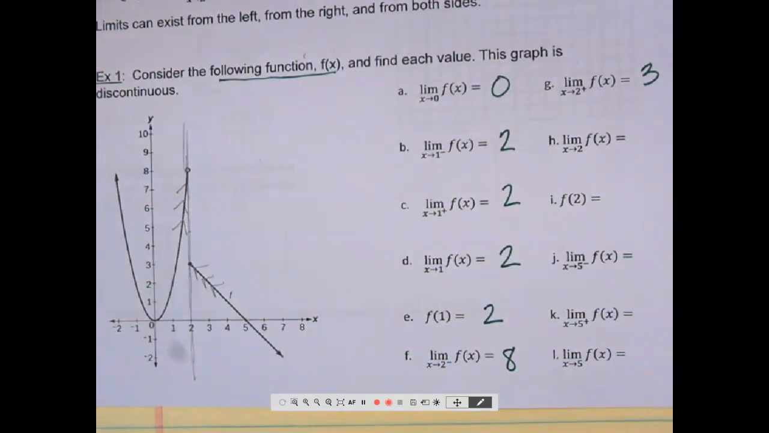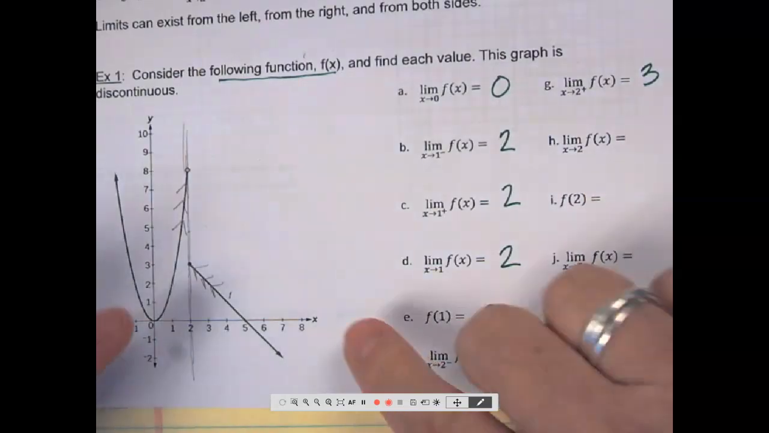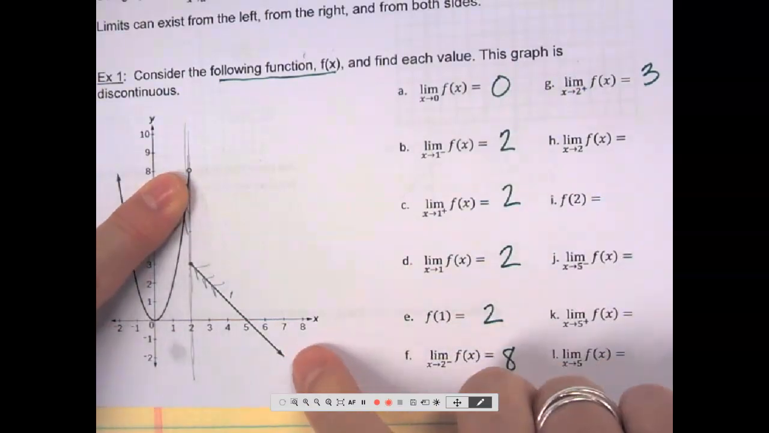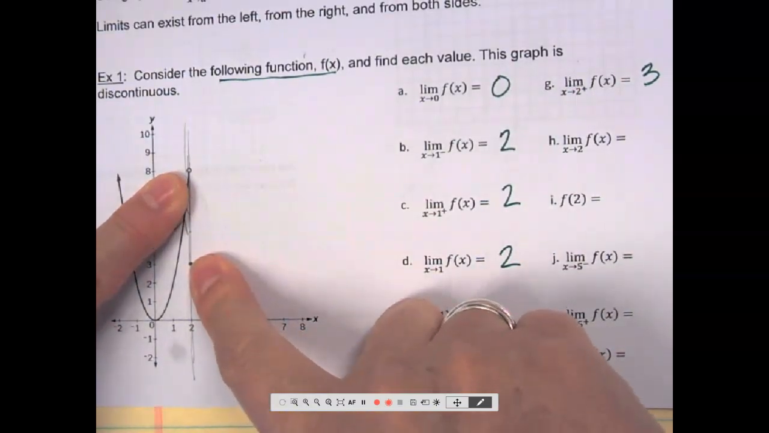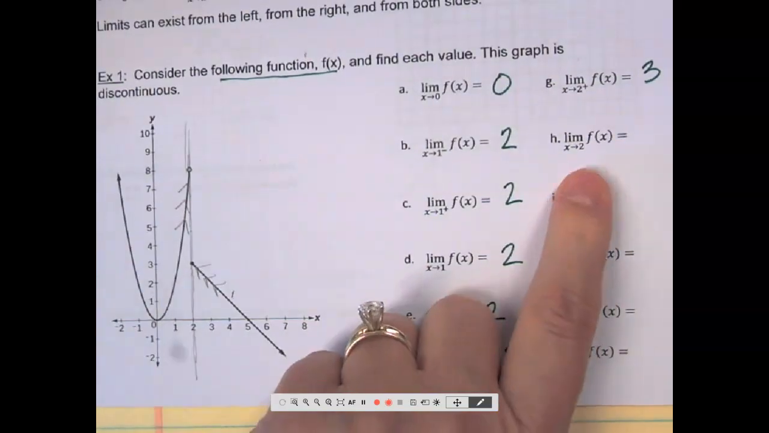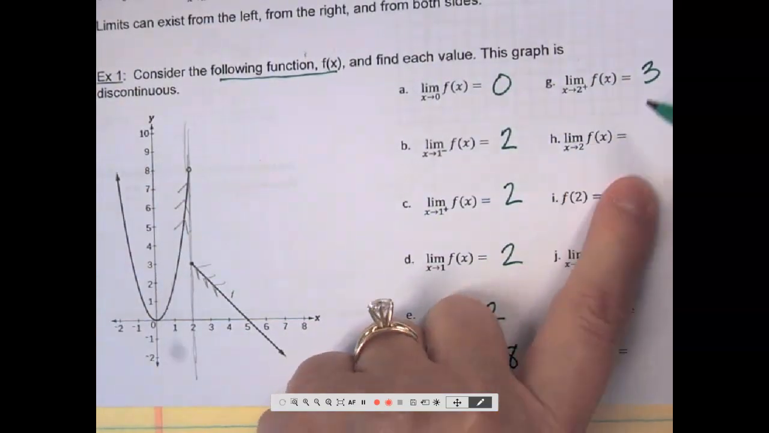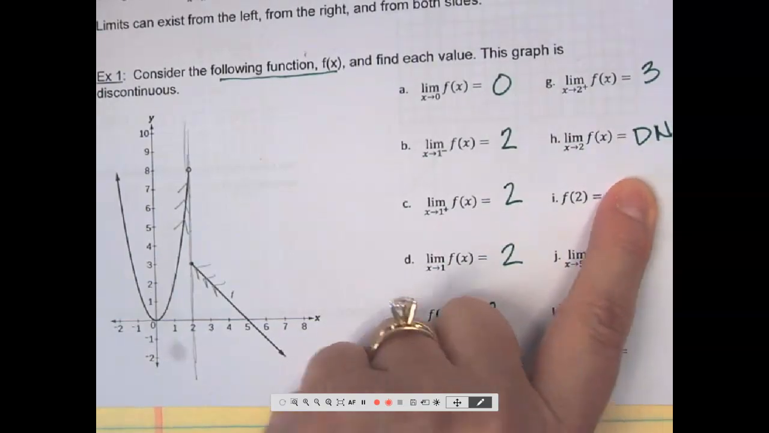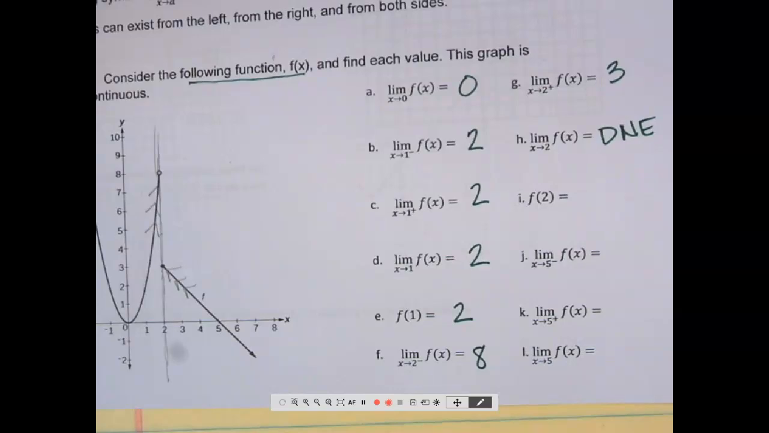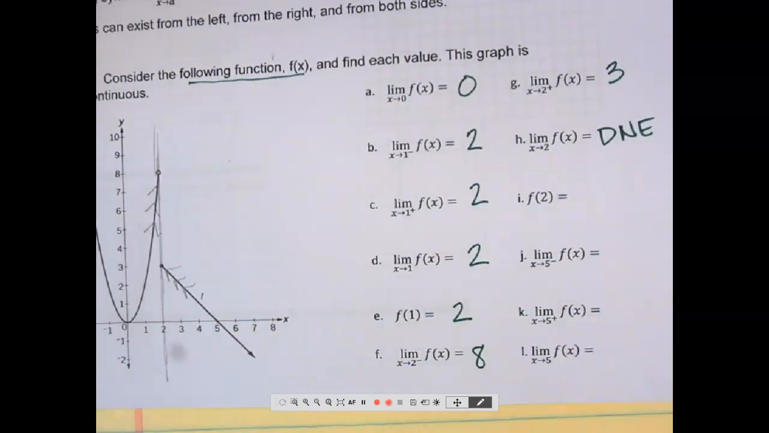Okay, part H. What is the limit as x approaches 2? No left or right there, which means from both sides. But if this side is approaching 8 and this side is approaching 3, they don't agree. So we say that at 2, the limit doesn't exist. And this is what we use: D, N, E. Does not exist. You can write out does not exist. You can write undefined, but usually I'll just use DNE for does not exist. They have to agree on both sides for the limit to exist there.